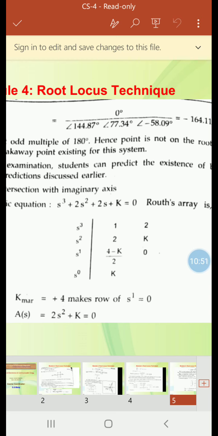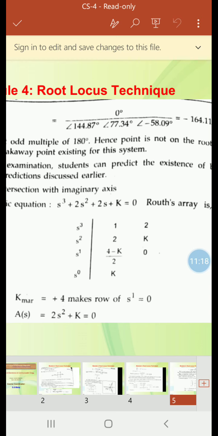So we'll see the intersection with the imaginary axis. The characteristic equation is s cubed plus 2s squared plus 2s plus k equal to 0. Routh's array is: 1, 2; 2, k; (4 minus k) by 2, 0; and s raised to 0 is k. K marginal is equal to plus 4, which makes the row of s raised to 1 equal to 0.